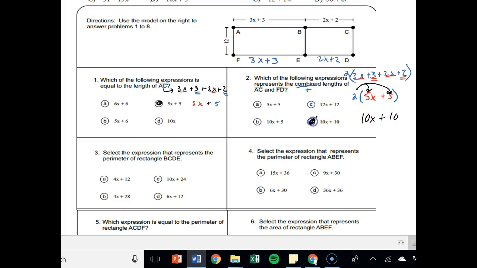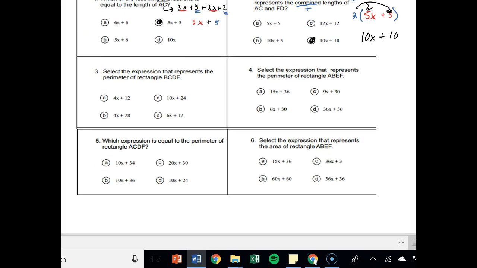So boom, right there. And also, if you take a look back at number 1, if we know that AC is going to be 5x plus 5, the bottom's also going to be 5x plus 5. And you add those two together, you also get 10x plus 10. So a whole bunch of different ways to do it. Number 3 and 4 are very similar, but they ask for different triangles.